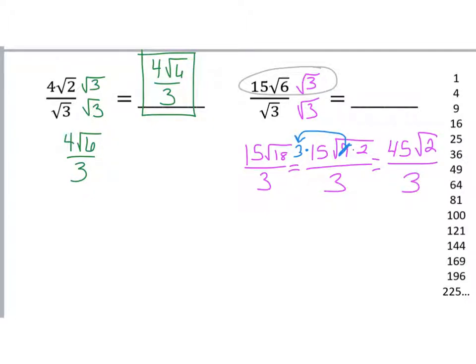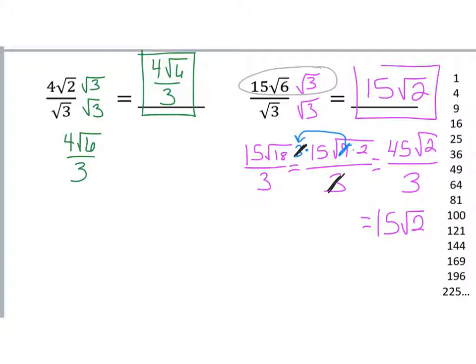2, all over 3. All right, so now if I look back at my square root, can I simplify the square root of 2? No. What about 45 over 3? Yes, what does that become? 15 square roots of 2. Okay, and you might have seen that over here this 3 would cancel with this 3. 15 square roots of 2 is my answer.